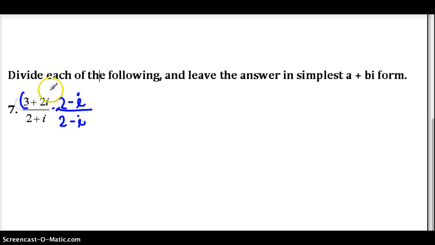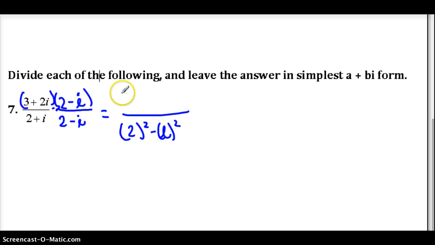From here, we do the same thing we always did. First thing, let's look at the bottom. This is going to be equal to 2 squared minus i squared. This first one squared minus the second one squared. Now the top part, this is where it gets annoying. We got to FOIL the top because we have two binomials, so let's do it. We got 3 times 2 is 6. 3 times negative i is negative 3i. 2i times 2 is 4i. And 2i times negative i is going to be negative 2i squared.